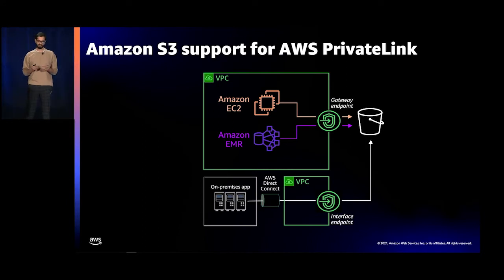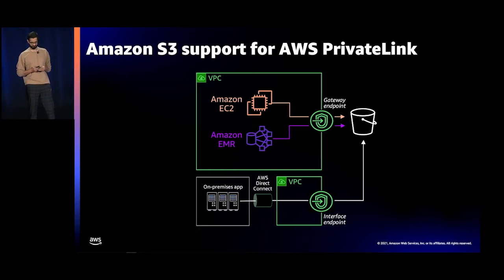What customers have asked us for is a means to have the same simple architecture for their on-prem apps. Customers told us that they want to allow their on-prem apps to easily connect to S3 over a private connection, and they do not want to use S3's public IPs. In the past, to fulfill this requirement, they had to operate a fleet of proxy servers with private IP addresses in their VPC.